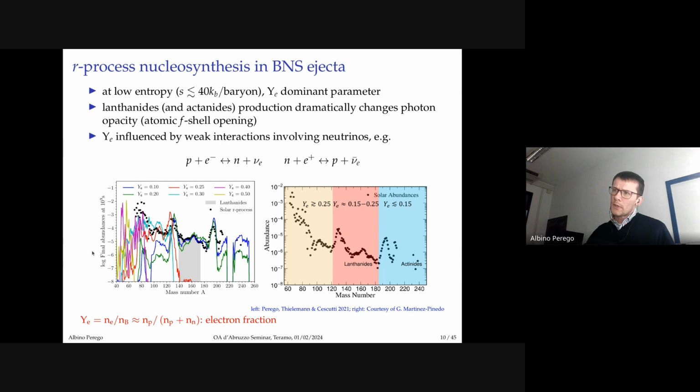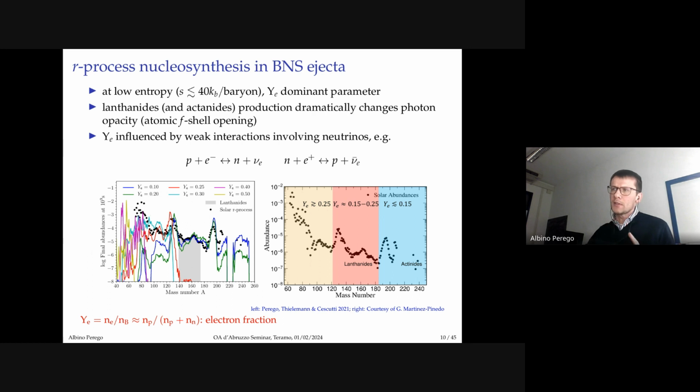You can see here the total final abundance of a fluid element with the different electron fraction as a function of the mass number. The dots represent the solar pattern, and you can see that the electron fraction heavily influences the kind of production that you have, but in a way which is not very continuous. What do I mean? If the electron fraction is, let's say, larger than 0.25, we can actually produce elements between the so-called first and second R process peak.